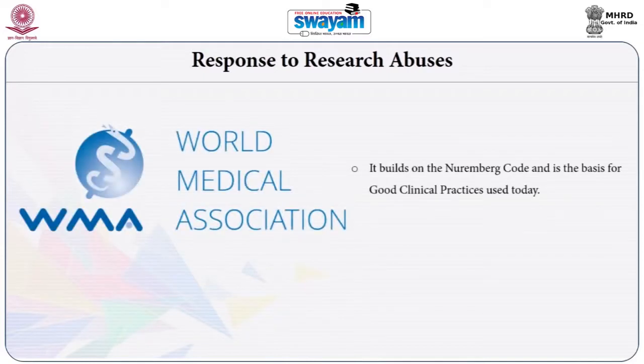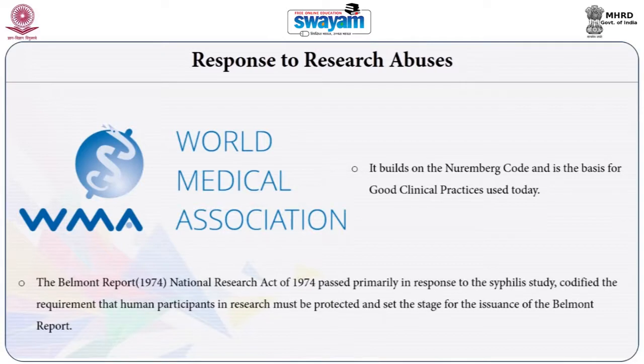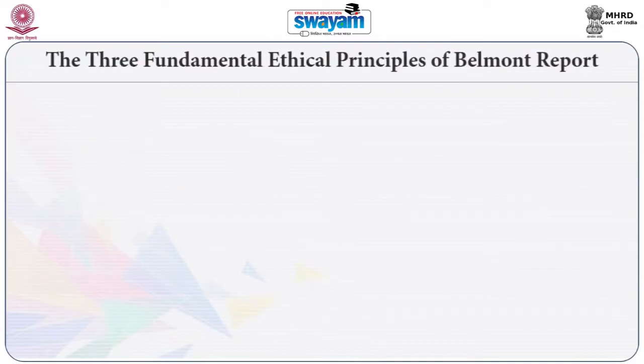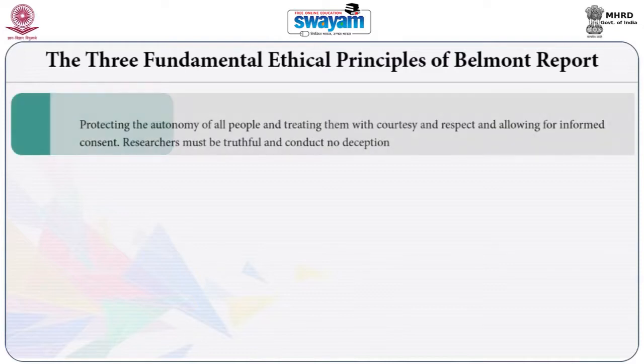The Declaration of Helsinki, drafted by the World Medical Association in 1964 and most recently updated in 2000, builds on the Nuremberg Code and is the basis for good clinical practices used today. The National Research Act of 1974, passed primarily in response to the syphilis study, codified the requirement that human participants in research must be protected and set the stage for the issuance of the Belmont Report.